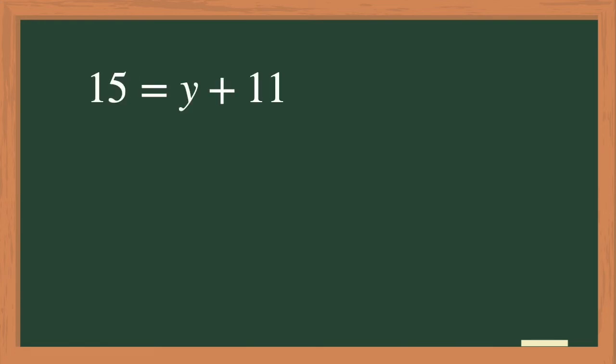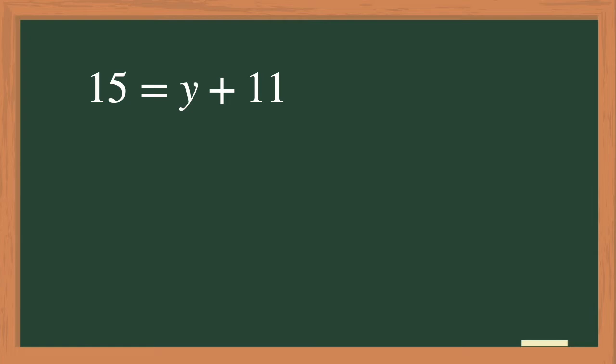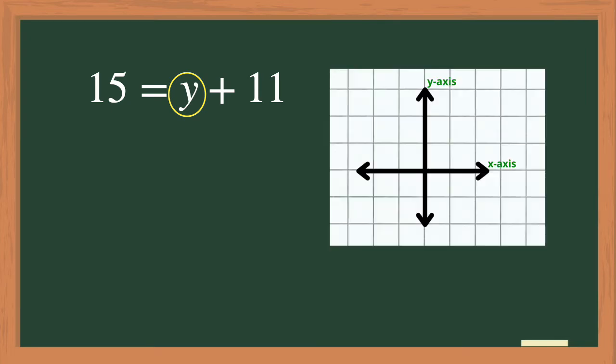This time, the variable of y is on the right side of the equal sign. Does it matter which side of the equal sign the variable is on? The answer to that question is no. Variables can be on either side or even on both sides of the equal sign. The first step then is to identify the variable. This time the variable is the letter y. But remember, variables can be any letter of the alphabet. But x and y are used more often because of the coordinate grid that has an x-axis and a y-axis.